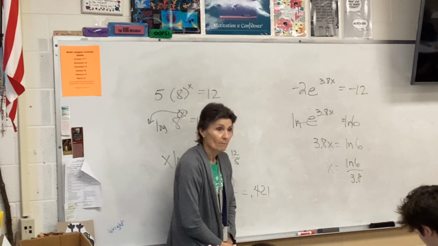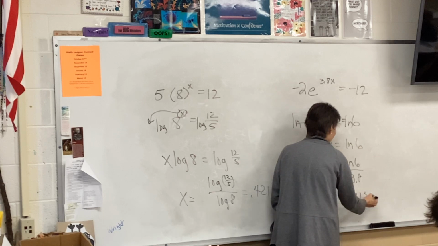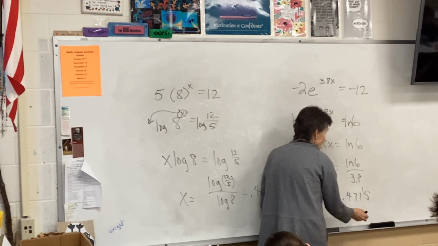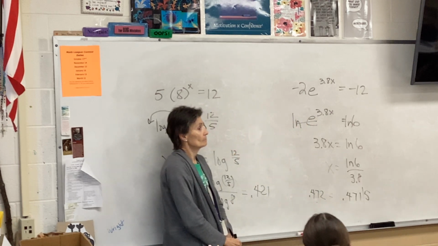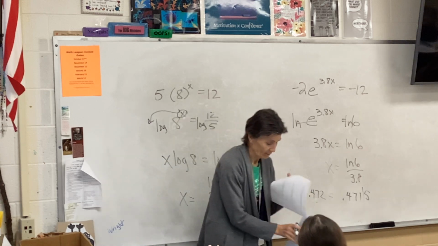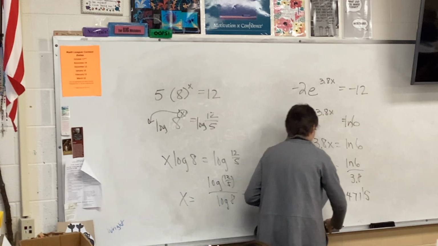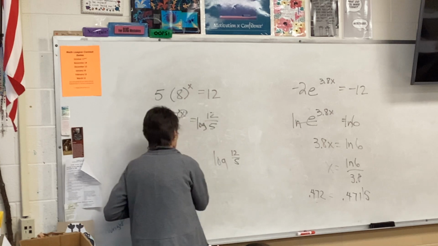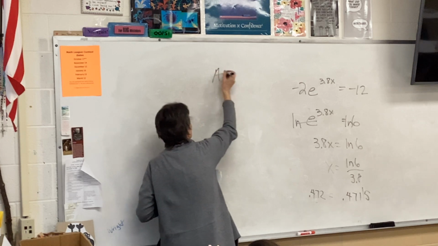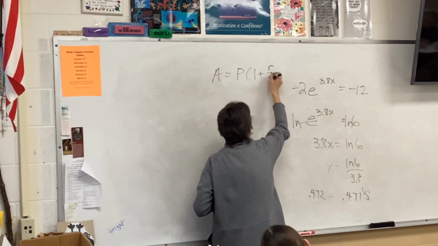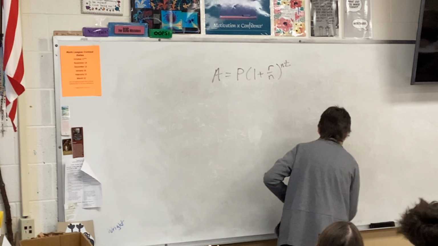I'm watching right now. 0.4715. If I'm going to the thousandths, that's going to be 0.472. And now all that's left is our new results. So, on the test, or on the board, or on paper, you're going to have your two formulas. Okay?